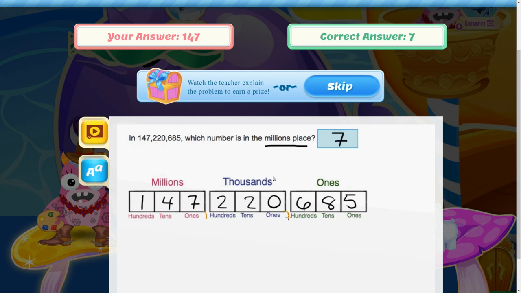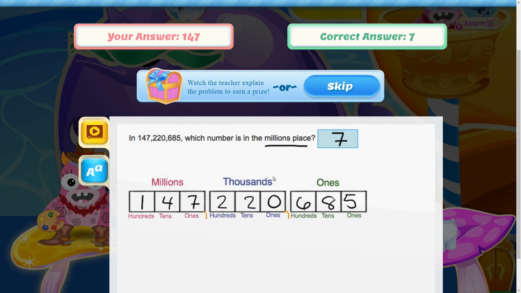Also notice that for every three numbers, we need to write down a comma. So every period has three digits in it, and when you've written down three digits, you need to write down a comma next. So the second comma is always separating the thousands and the millions period, and the millions place value will always be the place value to the left of the second comma.